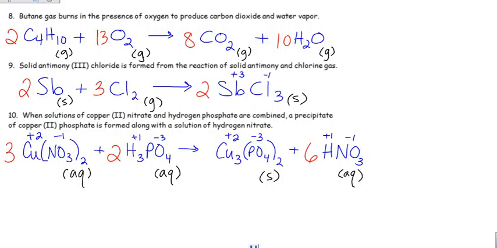If you had a chance to try these last three reactions, here are the answers. I hope you got them right. Butane gas burns in the presence of oxygen to produce carbon dioxide and water vapor. To get the formula of butane, your best option is probably drawing the structure first.